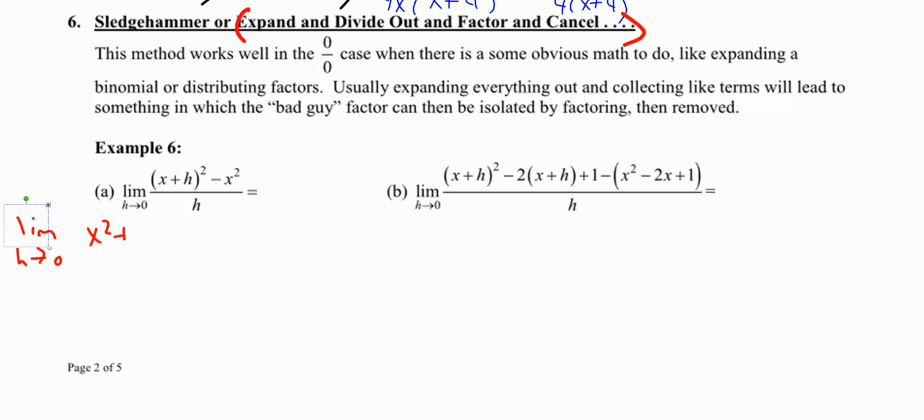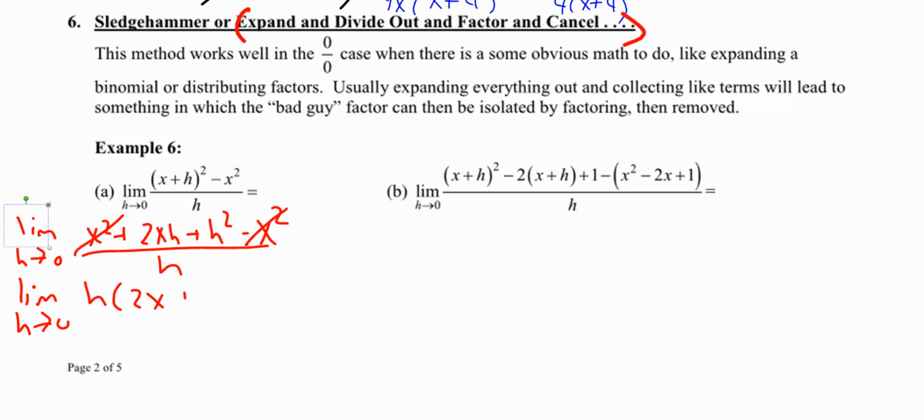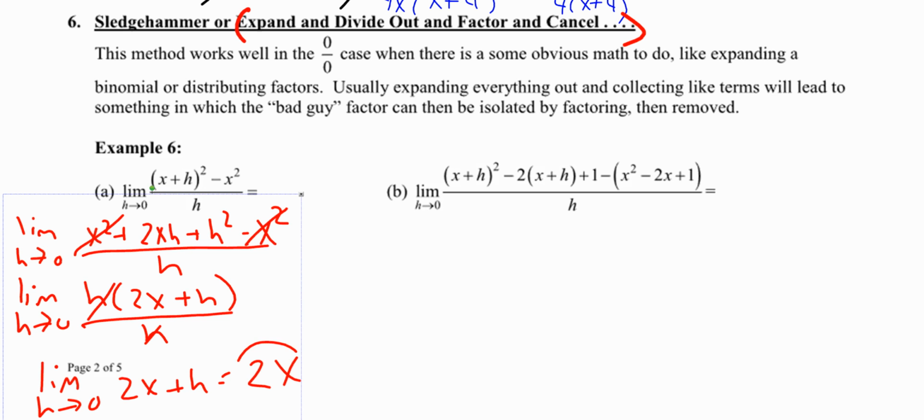Alright, we have x squared plus 2xh plus h squared minus x squared all over h. Cross those out. Alright, great. Ooh, I can see we can factor an h out of the numerator. Divide by h. Bam, knock them out. So now we have the limit as h approaches 0 of 2x plus h. So we get 2x.